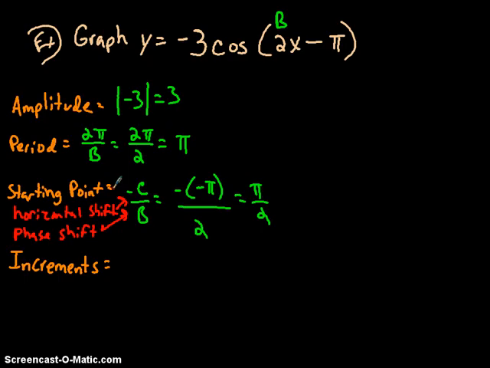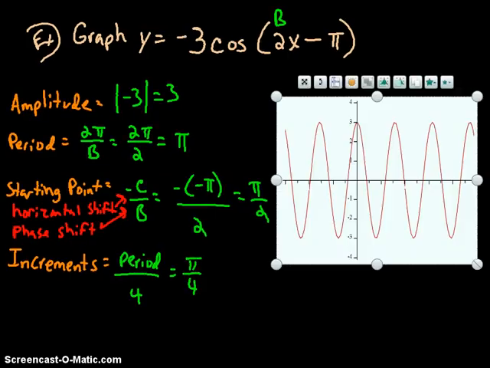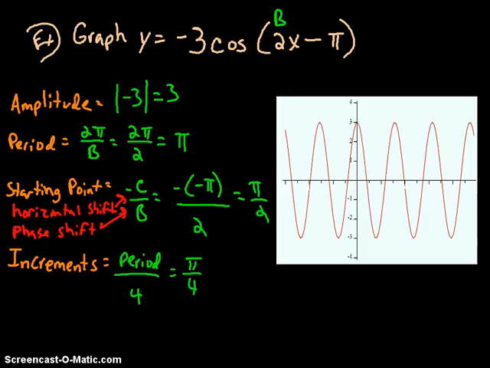The last thing is the increments. The increments are going to be the period over 4, which is pi over 4. So I know my increments are all pi over 4 from the last. From there, I hope you graphed it. It should look like this. Basically, you should see a graph like this, but my tick marks are not exactly where they should be.